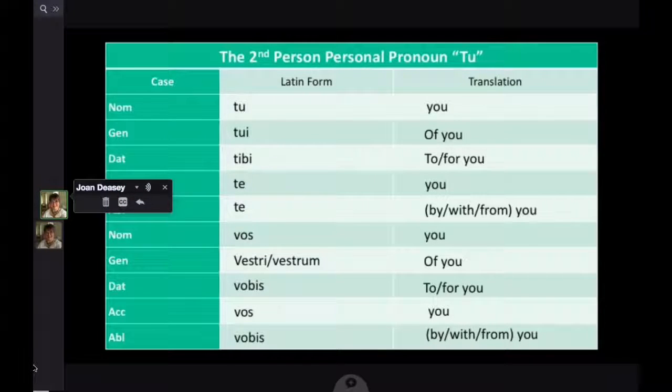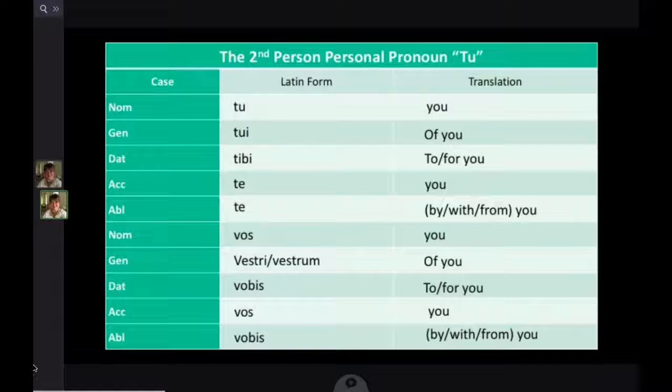These are the forms for the second person personal pronoun tu or you. Make sure to spell these forms correctly on your chart. I will pause the recording and give you some time to write things on your notes. Pause the video now. Let's hear what these pronouns sound like in Latin. I will say the word, and you can repeat it after me.